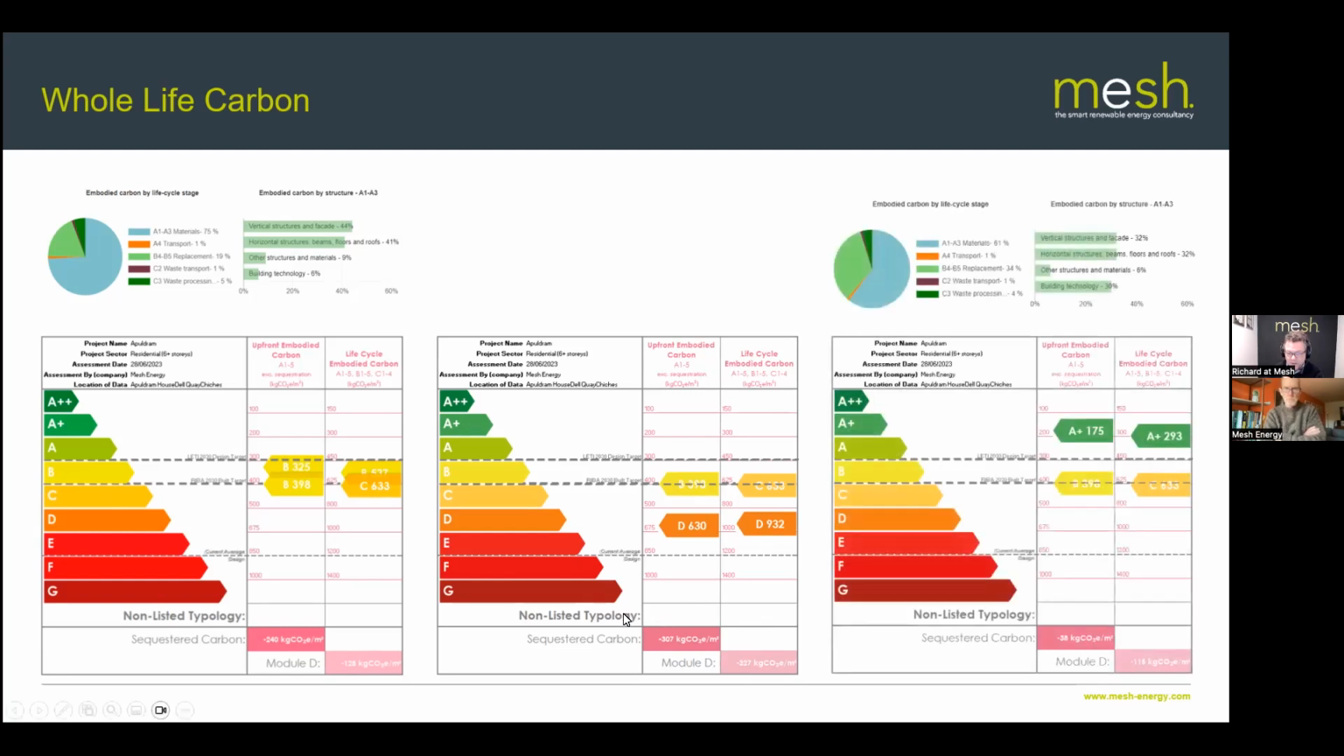But then when we looked at doing a complete new build, then of course with the more organic insulation, we've got really low upfront embodied carbon. I mean, this is fantastic, and also low life cycle embodied carbon because of the choice of materials and finishes and so on.